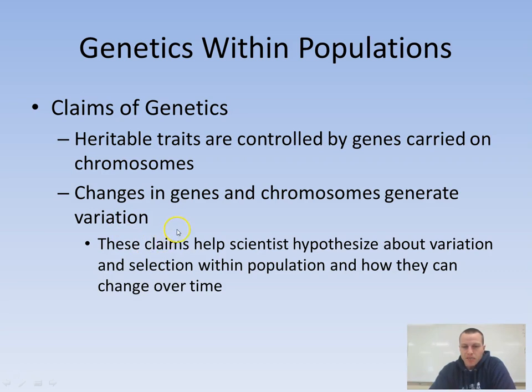These claims help scientists hypothesize about variation and selection within a population and how they can change over time. So what we'll be looking at is how a trait is selected for within a certain population. Therefore, that trait would probably be passed on more frequently than other traits are. So we're going to be looking at how selection plays a role in populations and how that might change things over a long period of time.